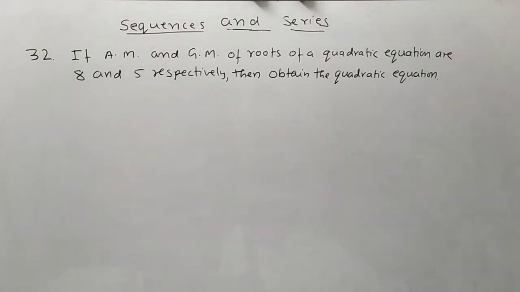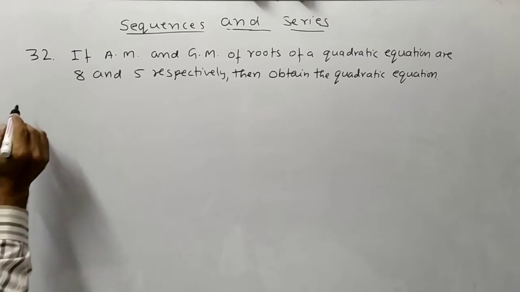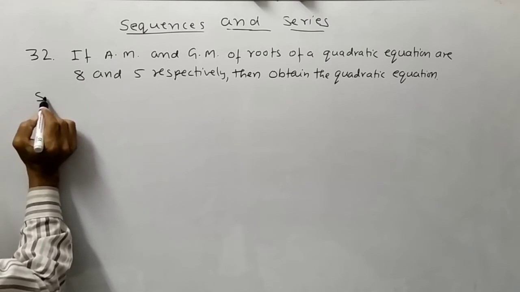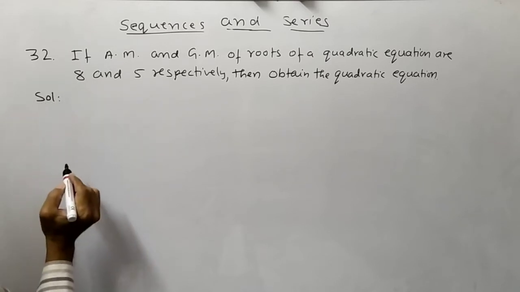Question number 32. If arithmetic mean and geometric mean of roots of a quadratic equation are 8 and 5 respectively, then obtain the quadratic equation. Solution.